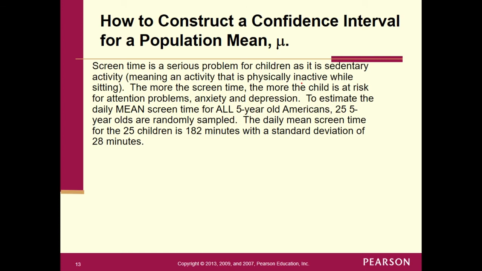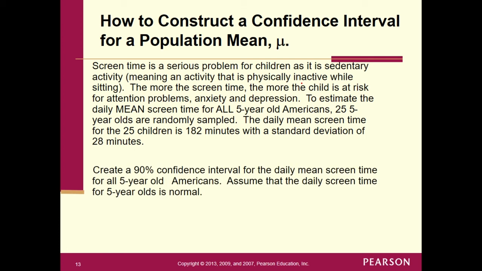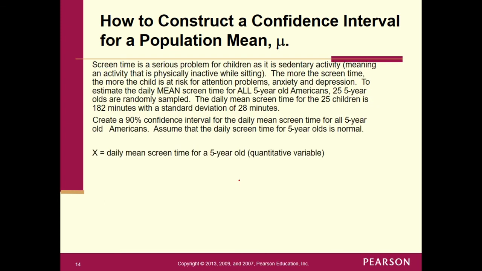Okay, so here's back to our problem, and we need to create our confidence interval. Remember, it's 90. So the confidence interval here is 90. Okay, and so let's write some stuff down. So x is equal to daily mean screen time for 5-year-olds. This is quantitative. What's our sample? Well, we had 25 5-year-olds that we randomly sampled. So that means n is equal to 25. Degrees of freedom is obviously then 24.